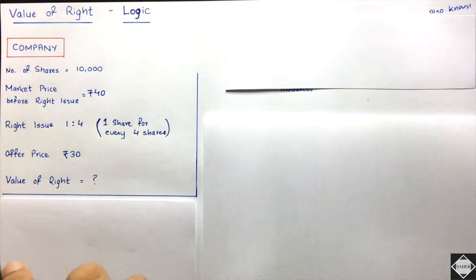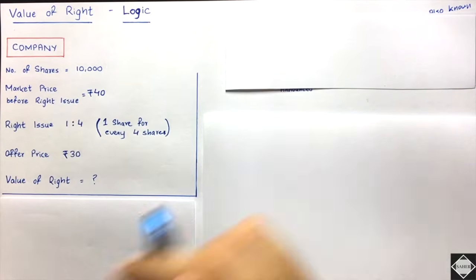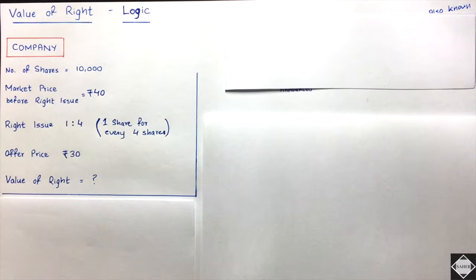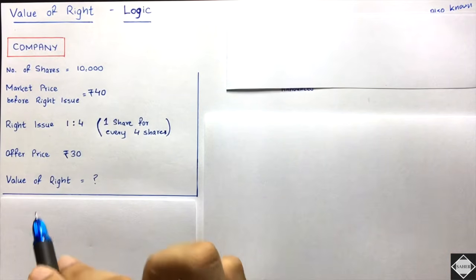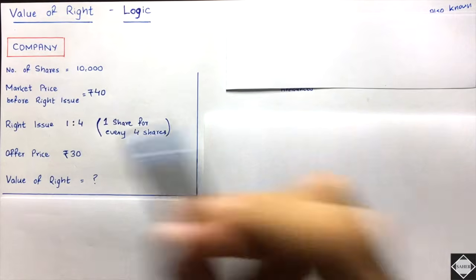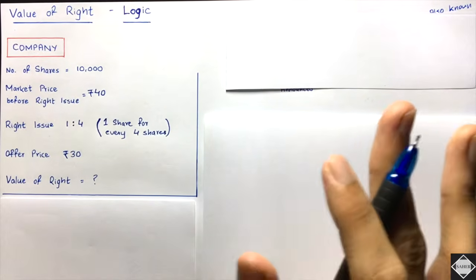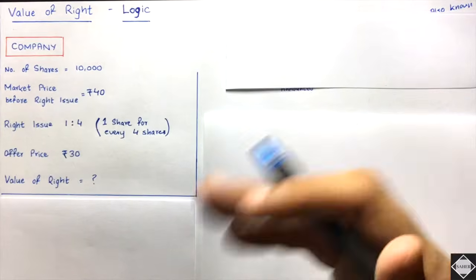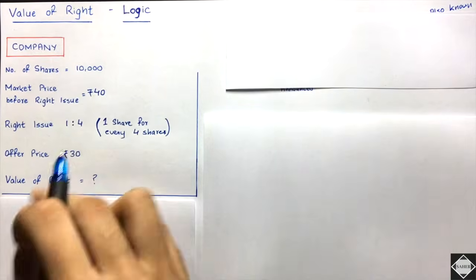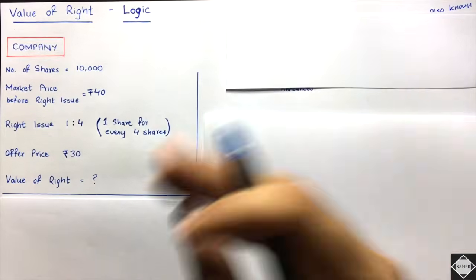And then we have to calculate now what is the value of right. So first understand, logically, what is value of right. Logically, value of right means whatever the benefit is there in right now, that is the value of right. How do we use this value of right? To sell the right. Yeah, maximum at that price the shareholders sell the right.